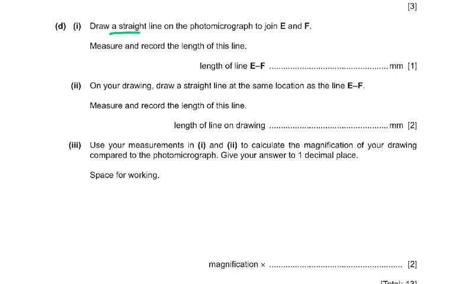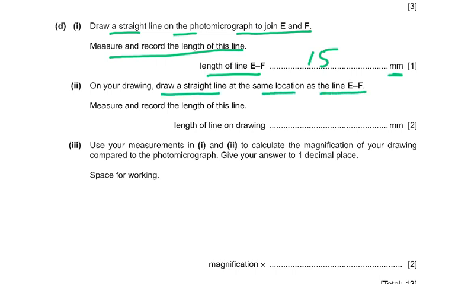Now it says draw a straight line on the photomicrograph to join E and F. Measure and record the length of the line E to F in millimeters. The length of the line was anything between 15 and 17, so 15 millimeters. Then on your drawing, draw a straight line at the same location as EF, and measure and record its length.